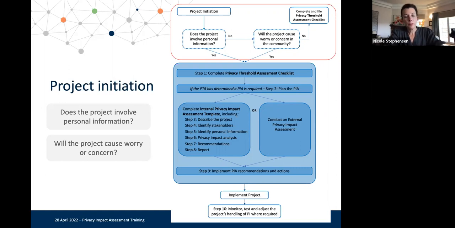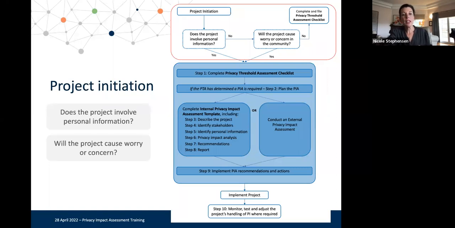This is really important because it lends a level of defensibility to your decisions. Remember, I was talking earlier about good decision making and how privacy risk assessment allows you to demonstrate that you have made good decisions and allows the PHN to achieve its projects and its goals safely.